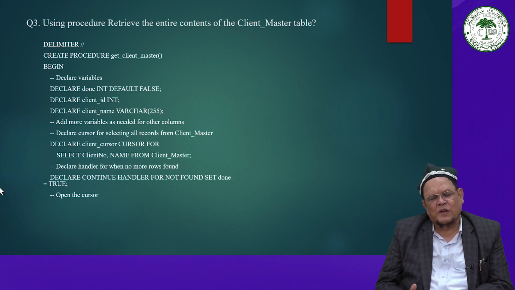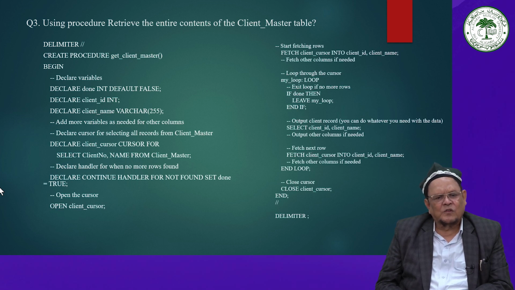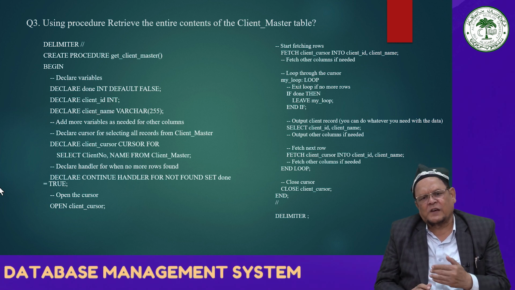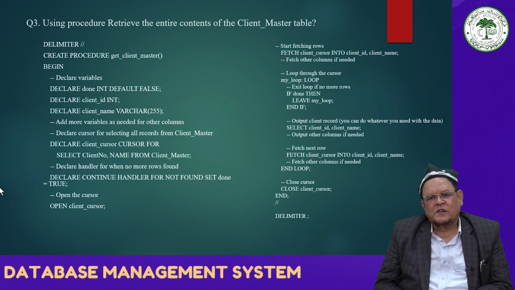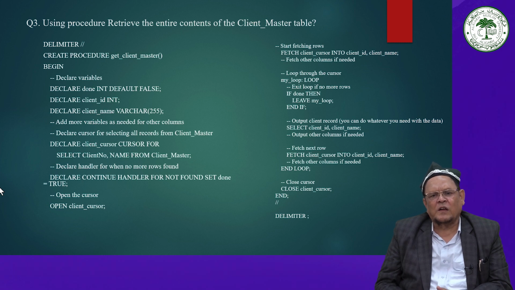Then in the same way you have to open the cursor: open client_cursor. When you open it, it will start fetching. Fetch client_cursor into client_id, client_name, then fetch other columns if needed. Otherwise, my_loop is a loop, exit if no more rows. So how do you write it? If done then leave my_loop, end if.